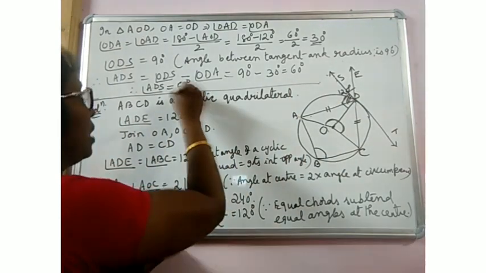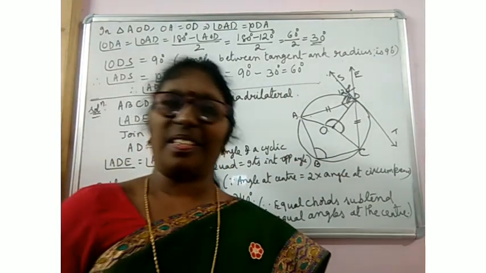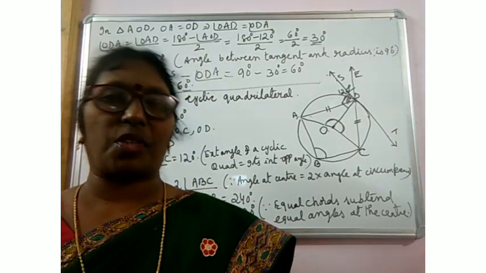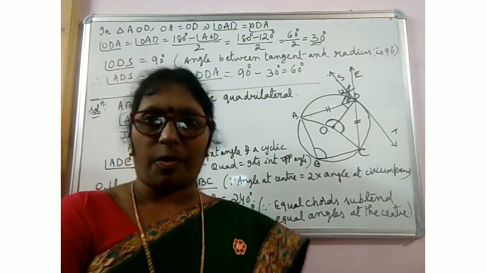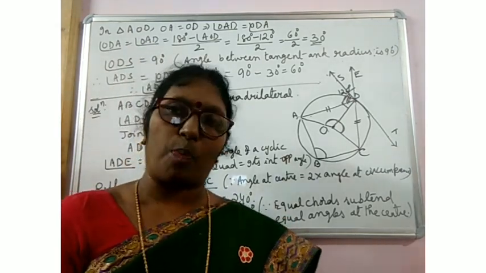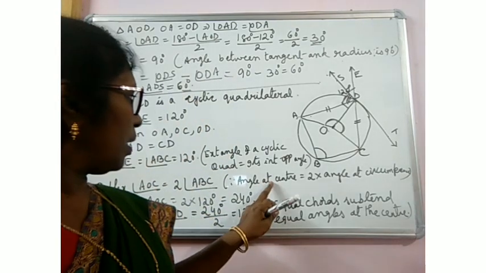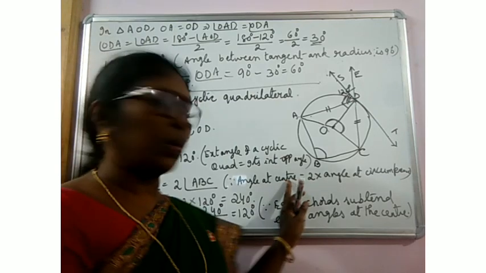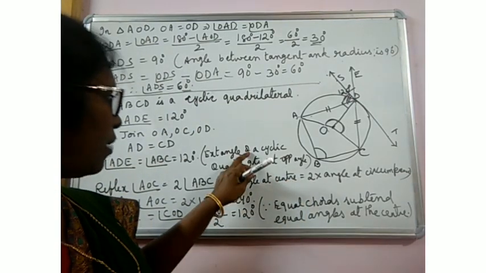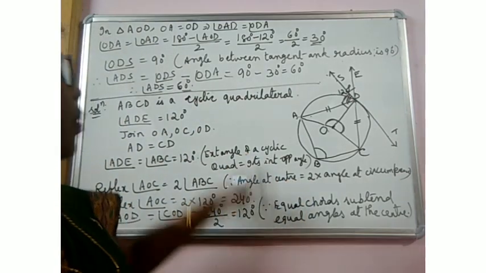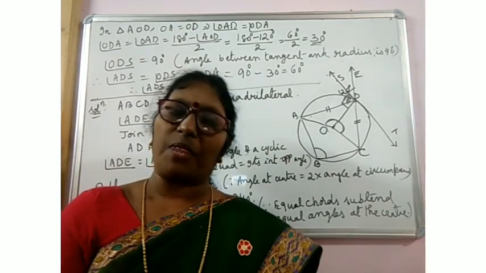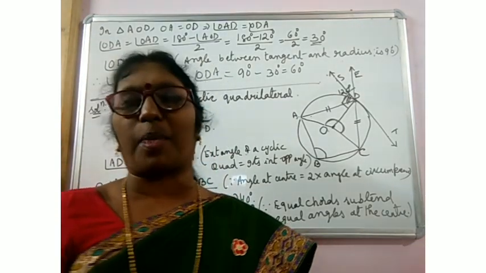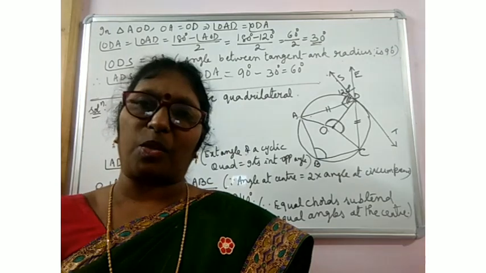Okay? I hope this is clear to you. Please go through it. You will understand. Many properties are used in this problem. Here we use one property, here we use one property, here we use one property. This is a very important question. Almost all the properties are used in this particular problem.